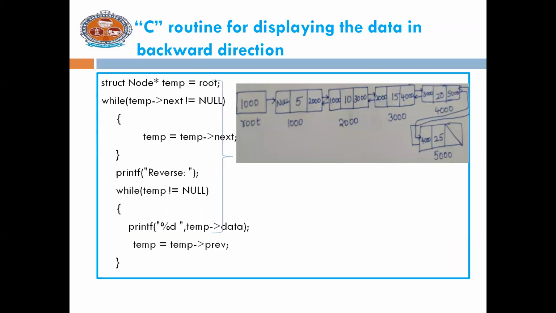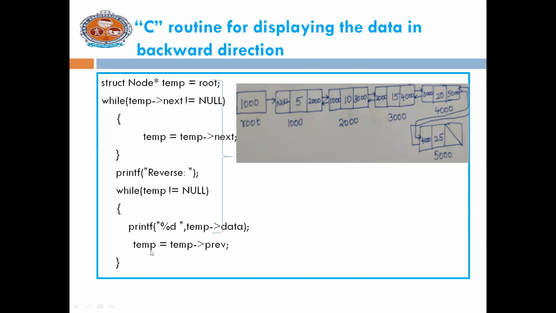C routine for displaying the data in the backward direction. Whenever you want to traverse the list in reverse direction, first of all you have to move from the beginning to the end. So initially temp equals root, and while temp arrow of next is not equal to null, we traverse with temp equals temp of next. That means we are traversing from the first node till we reach the last node. Once we have reached the end of the list, our temp variable will be holding which address? 5000. Here 5000 is not equal to null. So I am printing 5000 of data, that is 25.